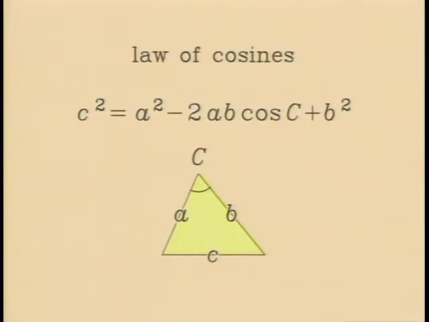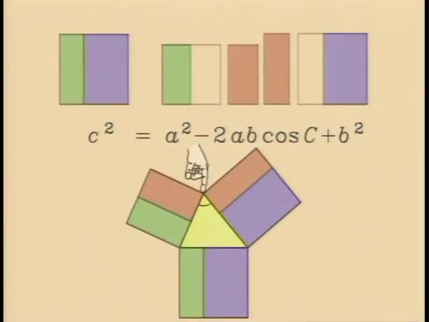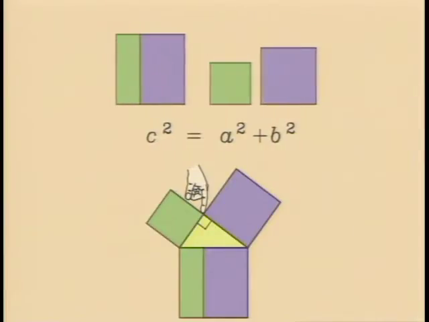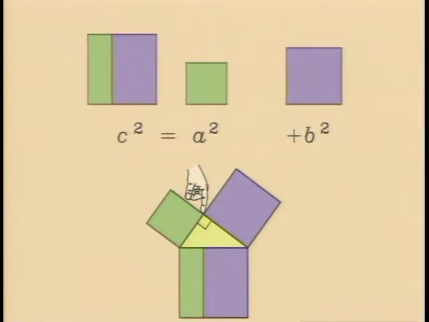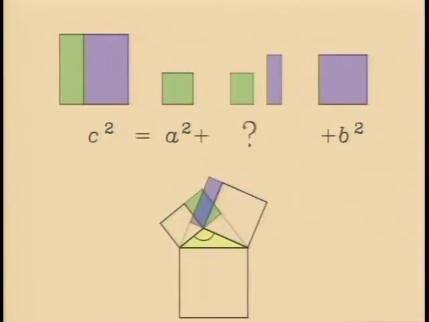It says the square of one side of a triangle is equal to the sum of the squares of the other two sides minus twice their product times the cosine of the angle between them. We've proved it when this angle is smaller than a right angle. When it's equal to a right angle, the law of cosines becomes our old friend, the Pythagorean theorem. And when the angle's greater than a right angle, the same formula works, even though we must add something to A squared plus B squared. How much do we add?